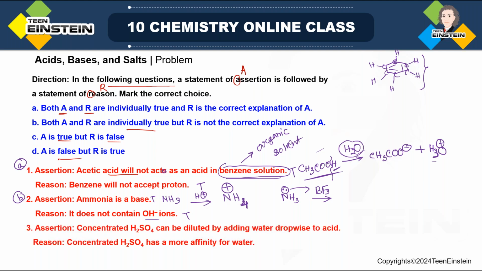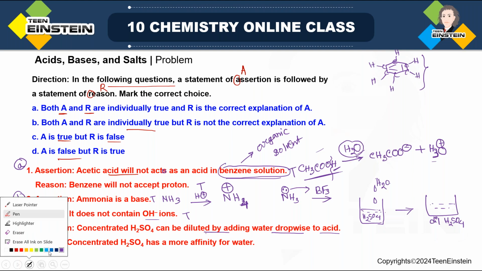Last question. Assertion is saying that concentrated H2SO4 can be diluted by adding water dropwise to acid. So suppose you have taken some acid, H2SO4, which is in a concentrated condition. There is no water, and you want to make dilute H2SO4. So you have to mix some water. But what should be the mixing process? Is it that H2SO4 is present in large quantity in a container and then you are adding water dropwise? Is it the correct way?